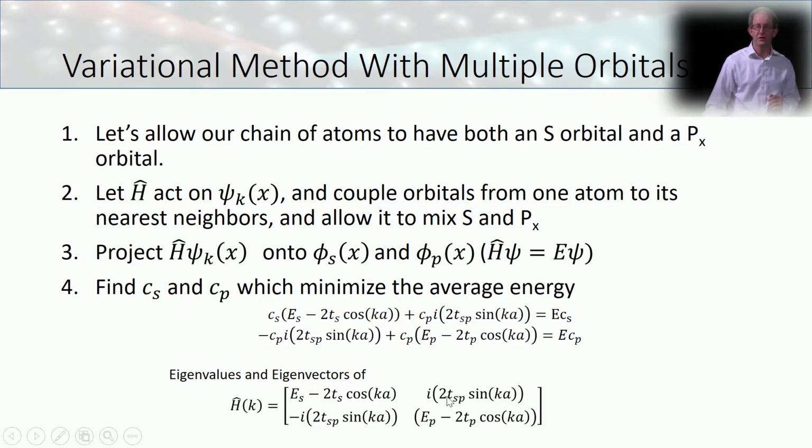Okay? So what we now need to know is what values of c sub s and c sub p minimize our energy, or in other words, we need to find the eigenvalues for this matrix as a function of different k's, and that will give us our band structure. And if we look at the eigenvectors, we'll be able to construct our wave functions. Okay.